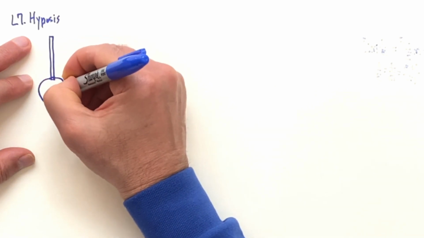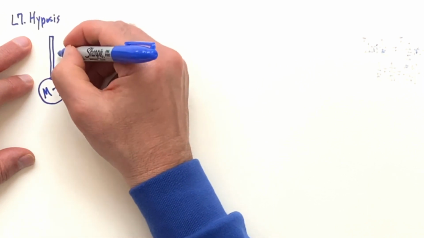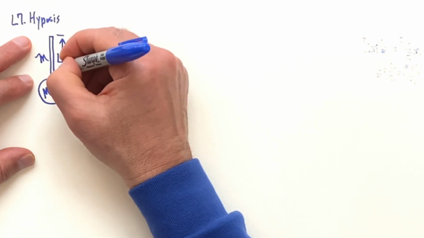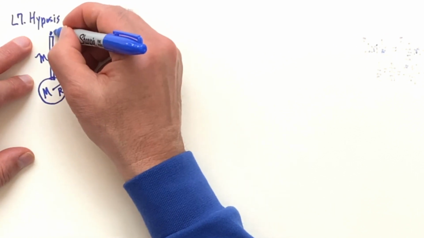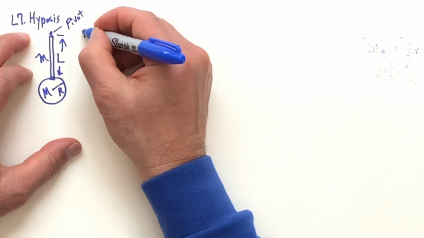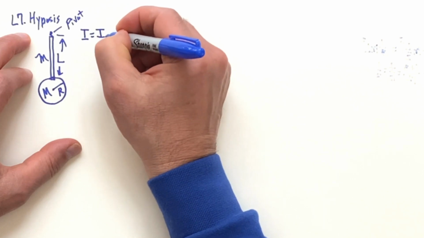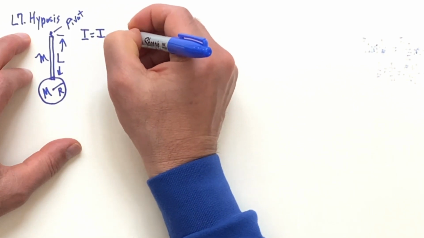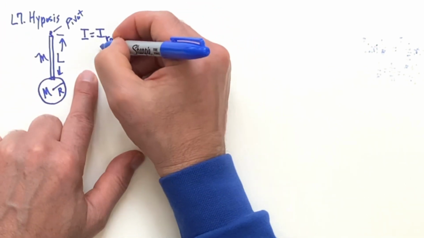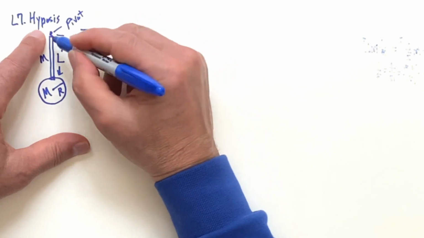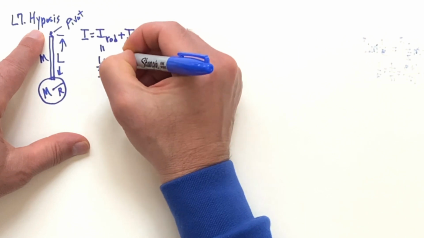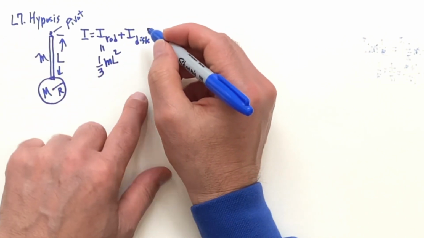Let's give this radius R, capital M, and say little m, and length L. And the pivot point, the reference point, is up here. So the moment of inertia is the moment of inertia for the rod part plus the moment of inertia for the disc part. Now we already did the rod part with respect to this end of the rod, and we got 1/3 ml squared.